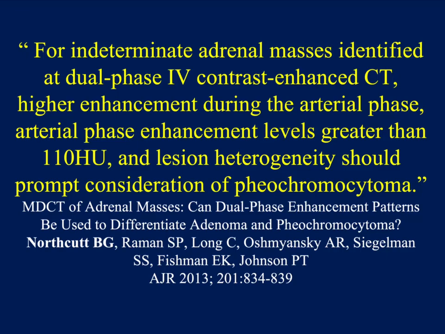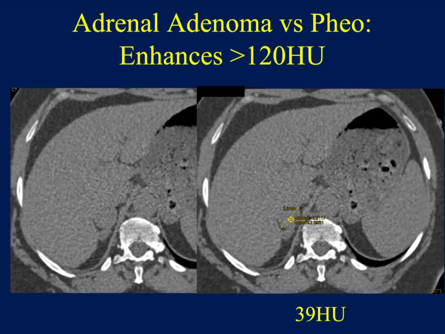Here was an article by Norcott we wrote a number of years ago talking about arterial phase enhancement above 110 should make one consider the possibility of PHIO. Some people say 120, but I say 110 works well. I don't really see many adenomas at 110. Occasionally I will see that, but it's maybe not bad to get a metanephrine level just to be certain you're making the right diagnosis.